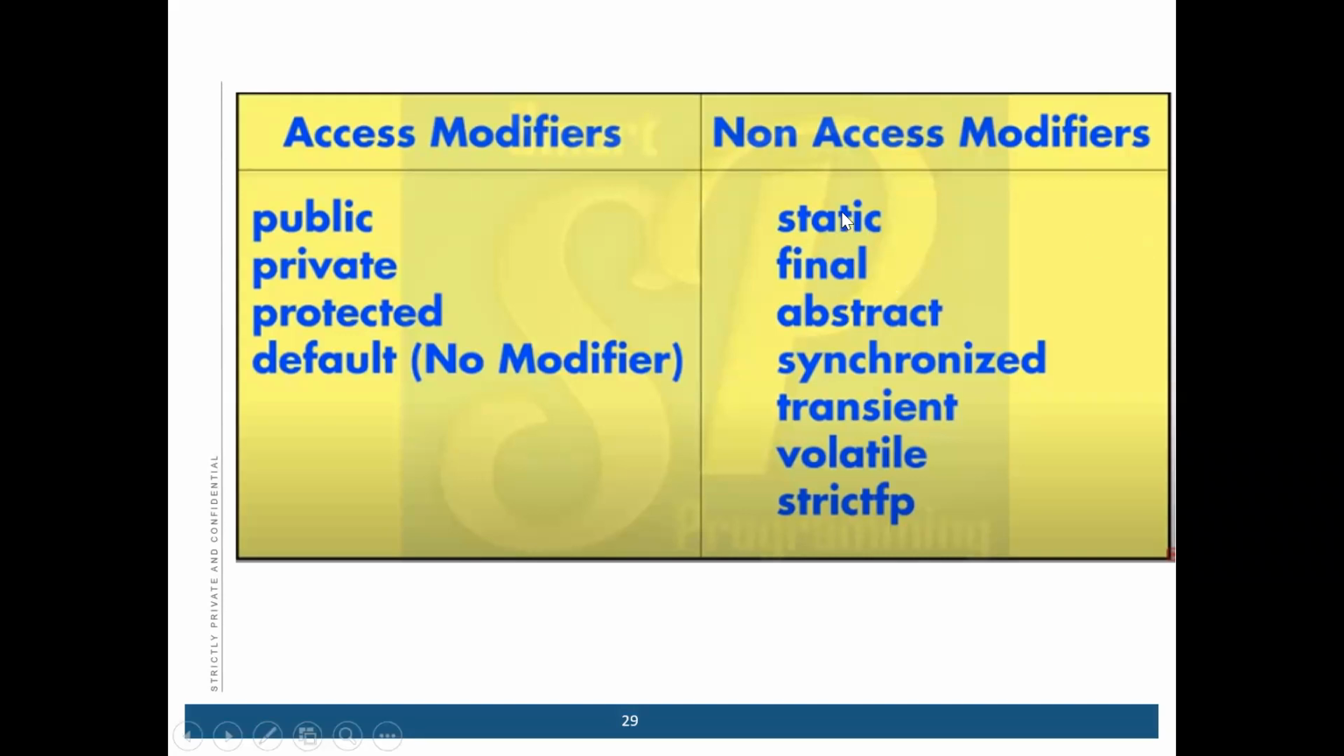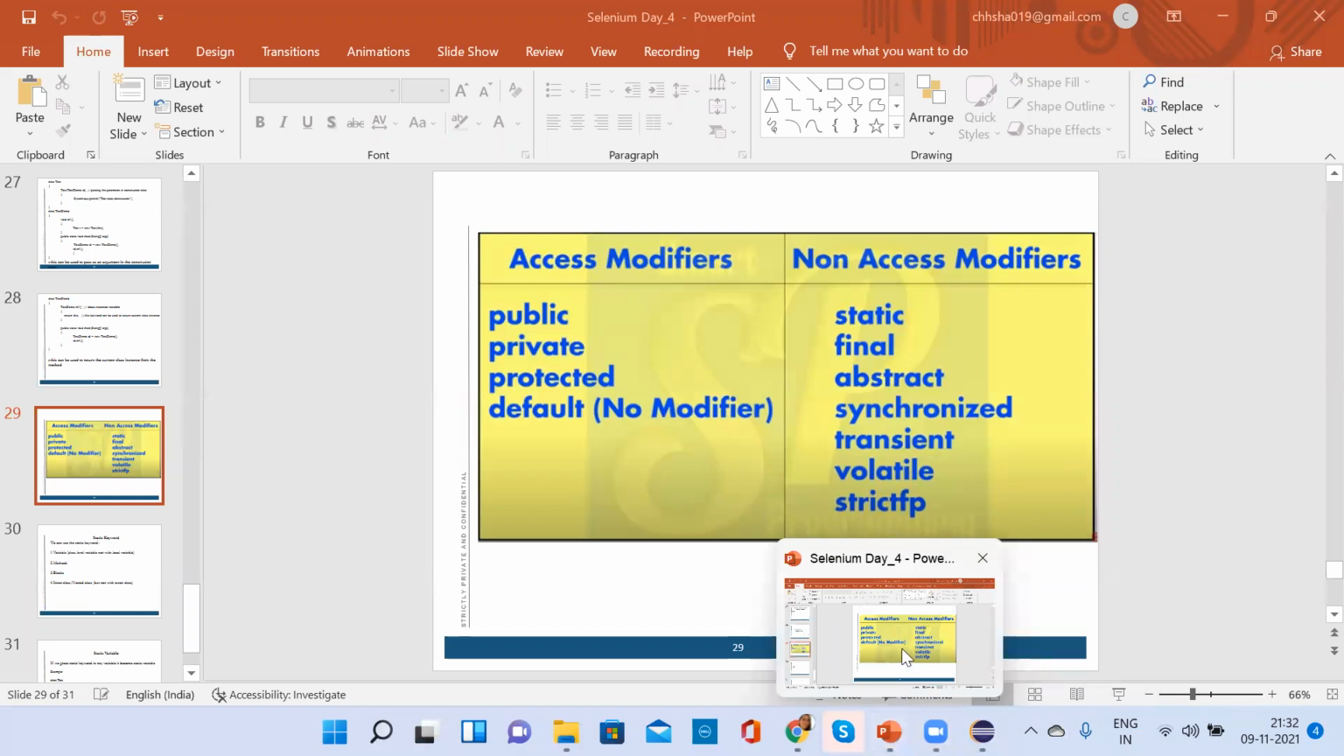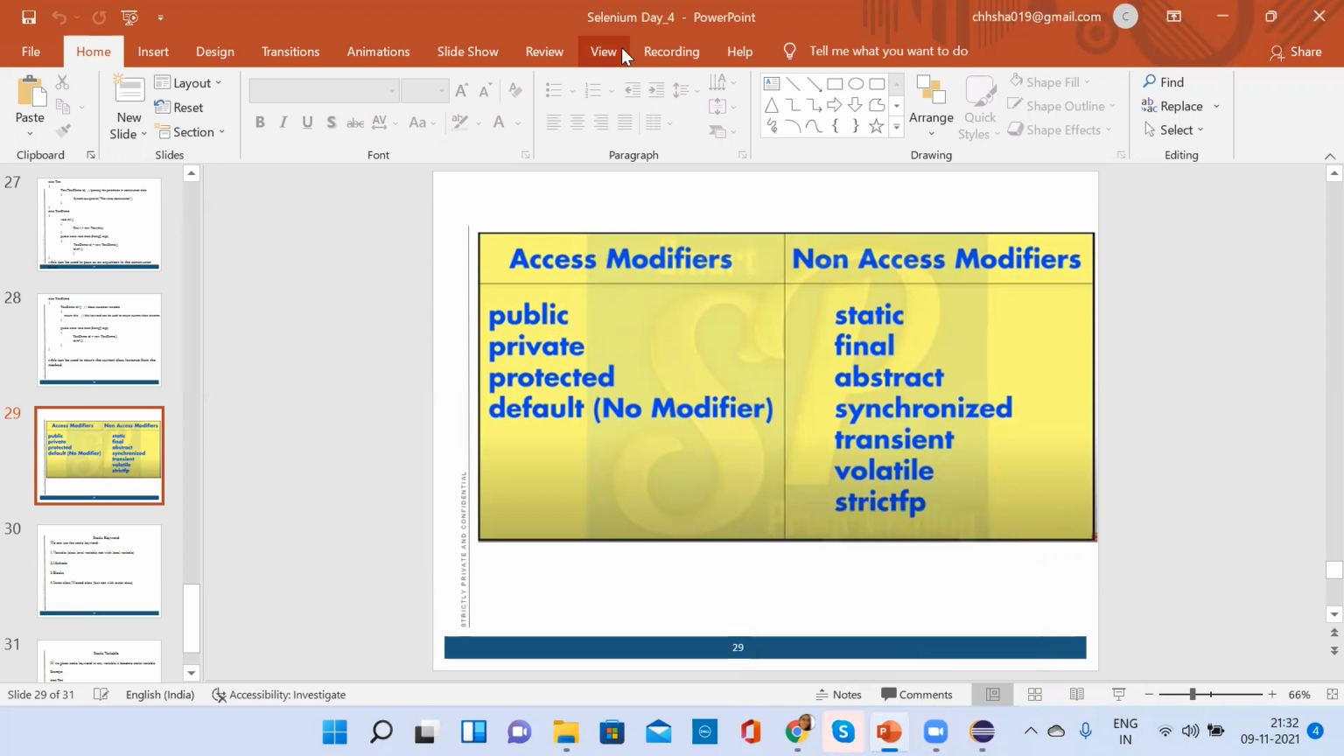See, I will tell you about static methods and static variables. So this we will cover in the next class. Public, private, protected, and default are the access modifiers, which we already studied in the first class, I think, right? Yes. That you will also understand better once we move ahead.